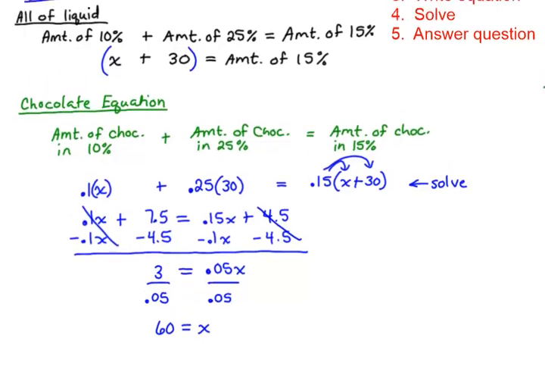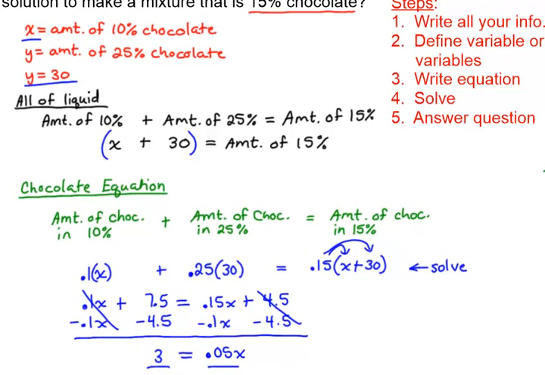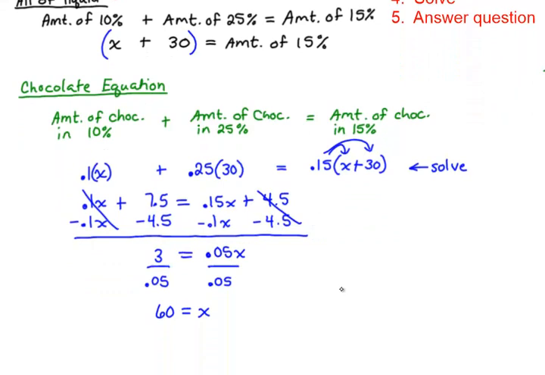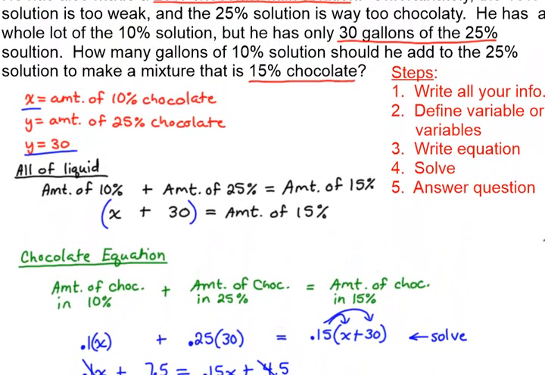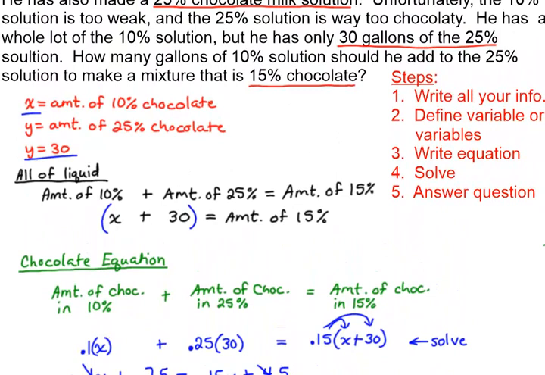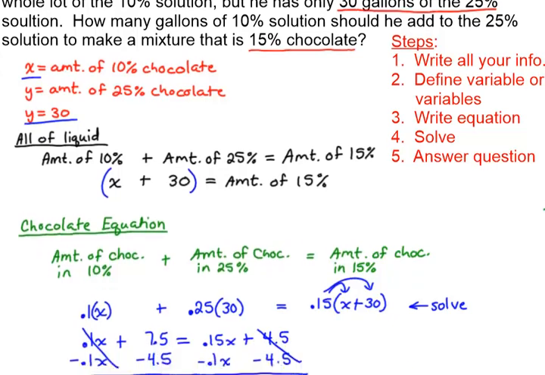So what does that mean? X equals the amount of 10% solution. So what that means is we have 60 gallons of 10% solution. So we need to mix 60 gallons of 10% with 30 gallons of 25% to get 15% solution. Okay? Alright, so that was the first type of problem.